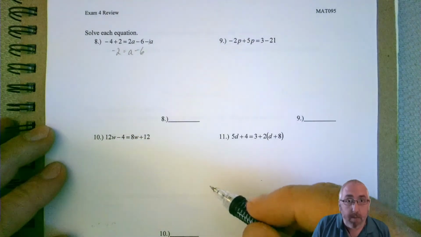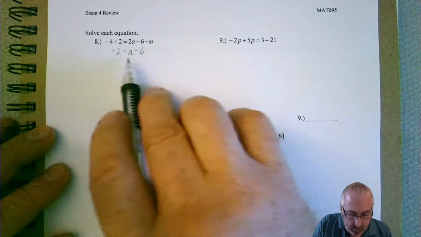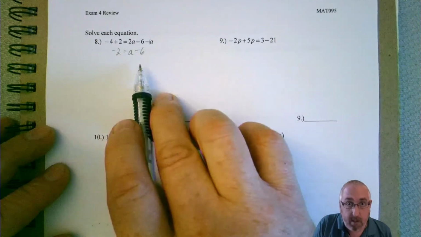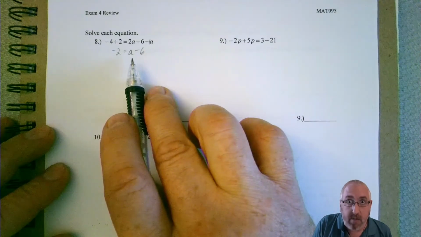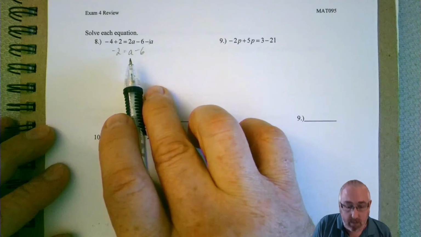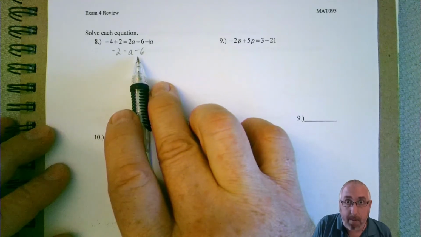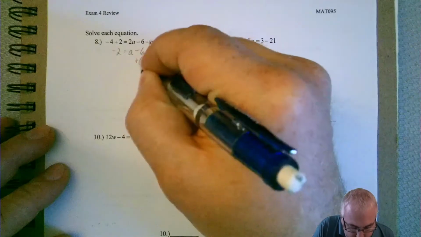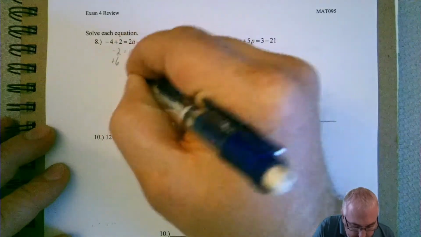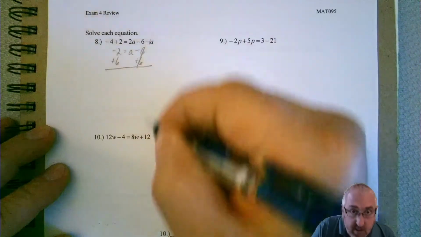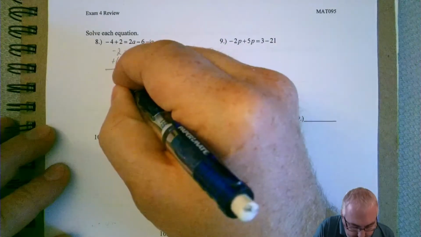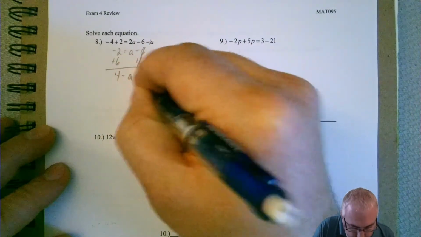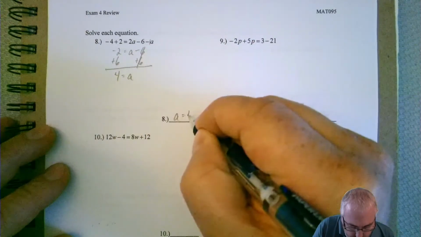So now we can do a little bit of moving stuff around. So remember, you always want to tackle the stuff that's attached to your variable. So in this case, we want to get rid of this minus 6, and we can do that if we add. Always do the opposite. So that cancels those out, and now you're left with a positive 4. So a equals 4.